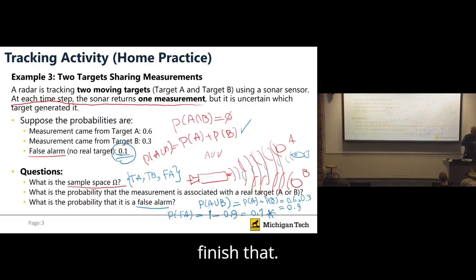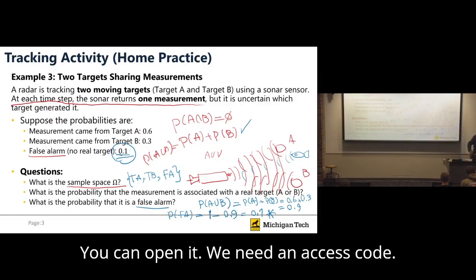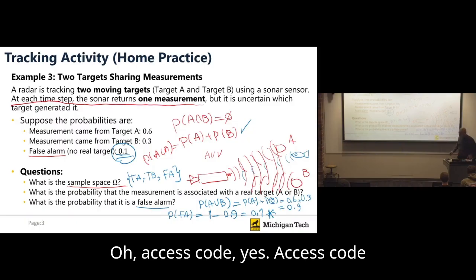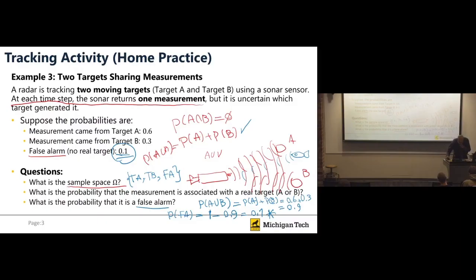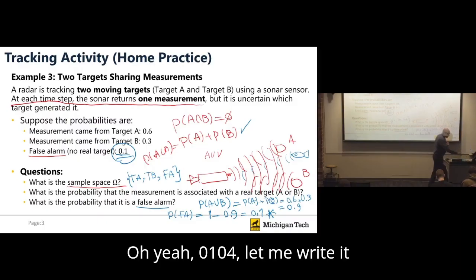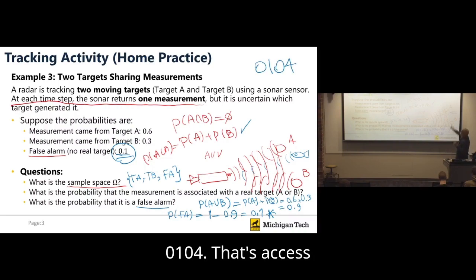Please finish that quiz. Access code for it. Yes. You can open it? An access code. Oh, access code, yes. Access code is, actually, I don't remember. Oh, yeah, 0104. Let me write it here. 0104. That's the access code. Can you open it now? Good? OK. So, yeah.